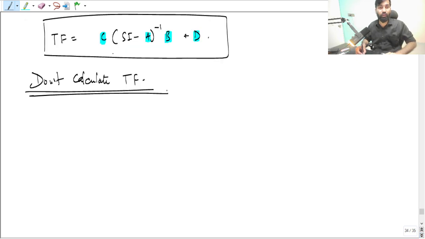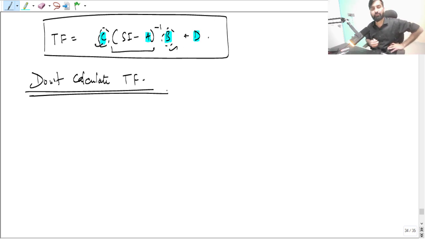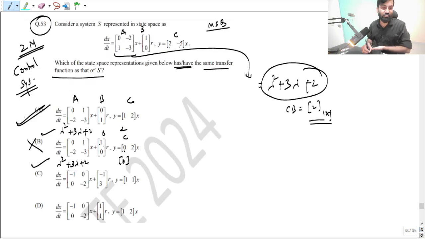Now the question is why we say CB must be same. This CB is appearing here, that must be same, guys. If this is same, then the product CB must be same. It's a very simple approach, right? So option B is eliminated. Please don't consider option B.